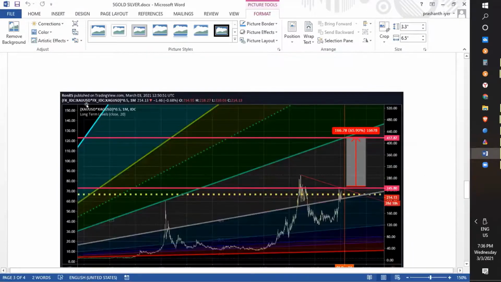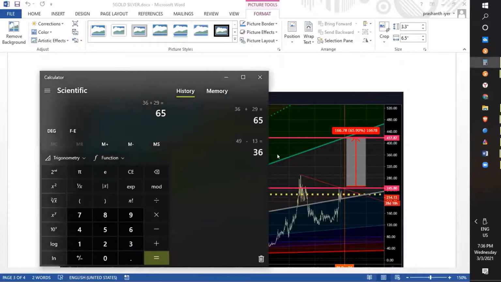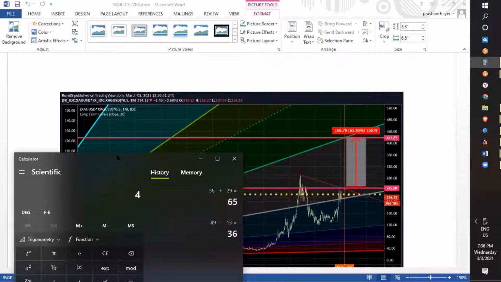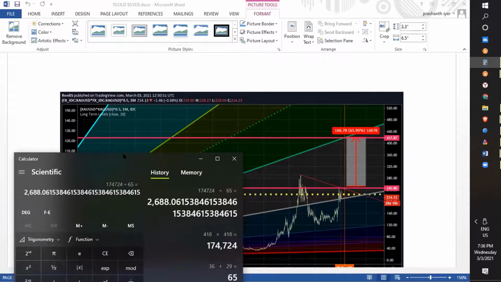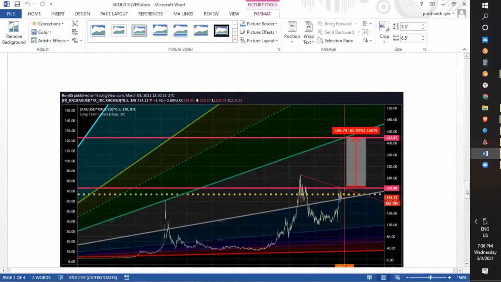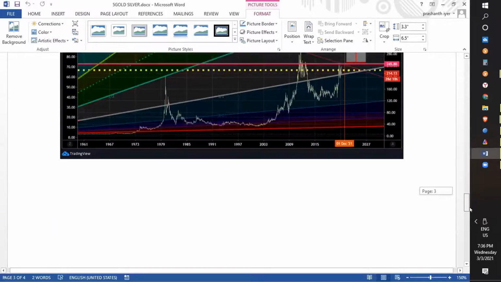This is again, I combined gold and silver. So let's assume that right now it's around 214. So what if it has to reach something like 418 squared divided by $65, which we got, $2,700 gold. So that's like easy money.